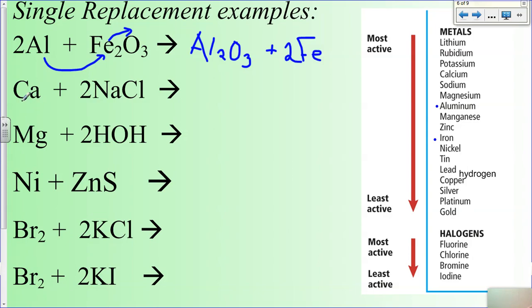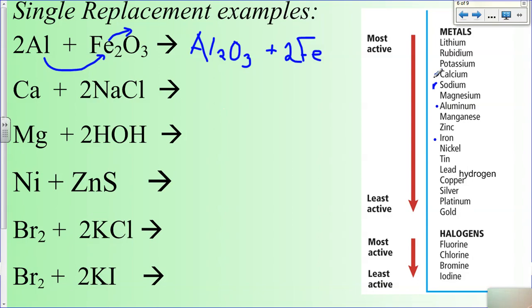In our next example, calcium. Calcium is what? A metal or a halogen? It would be helpful if you had your periodic table handy. That way you could know for sure. So calcium is right here. Calcium would like to come in as a metal and kick out sodium. Sodium, where is that? It's right underneath.